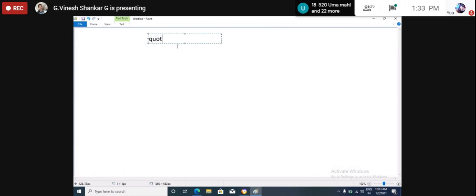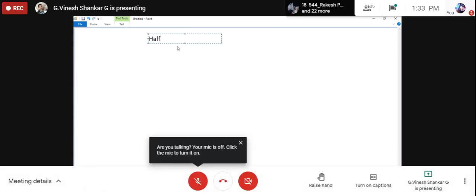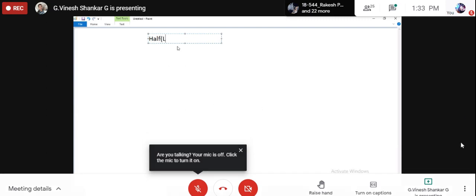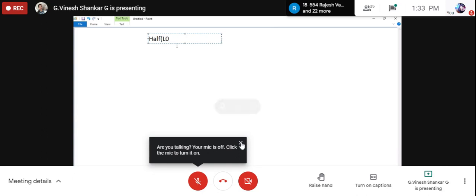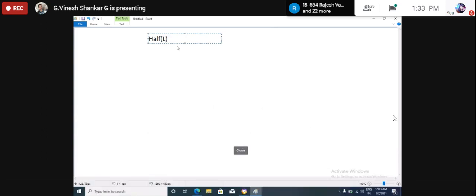Quotient is done. Now, half of L. I can take half of a regular language L, and that is regular only. Half of L is a regular language.